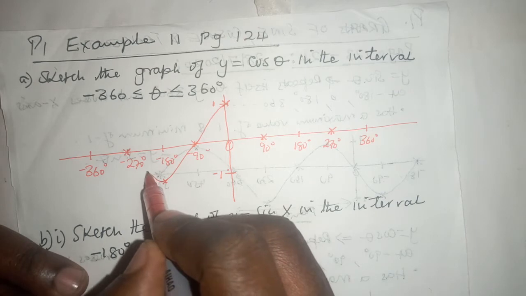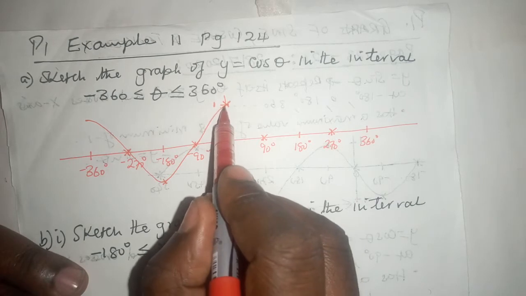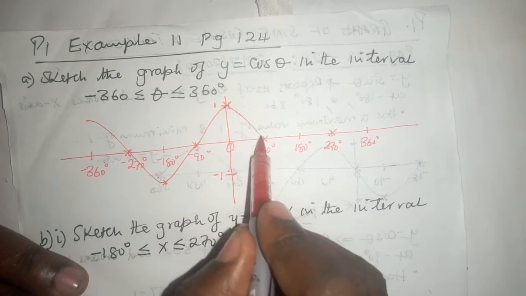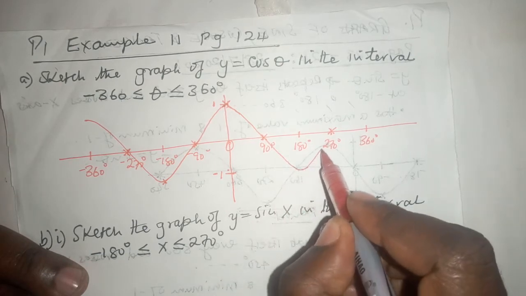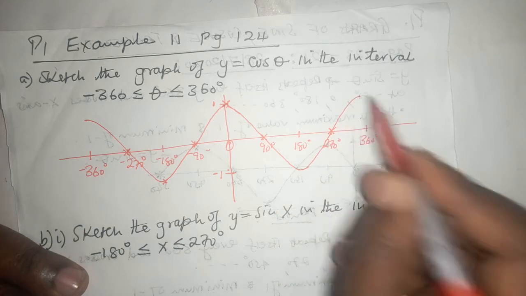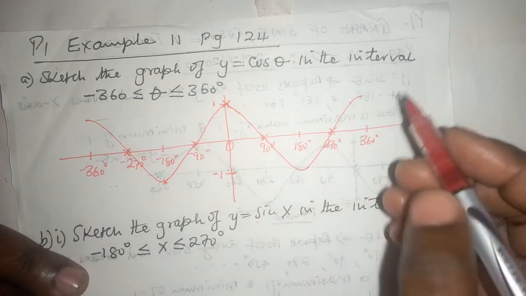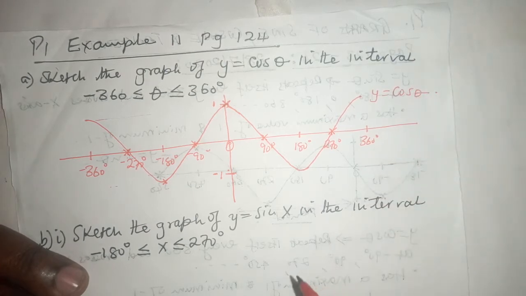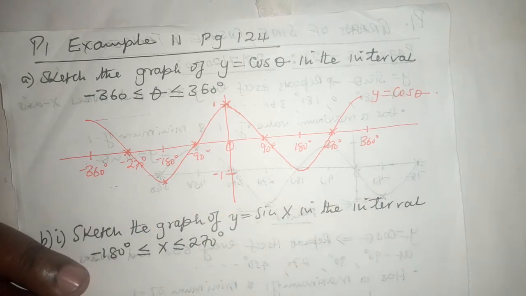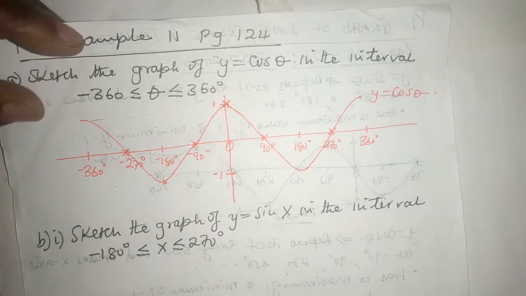when we construct this graph, and of course it is 1 over there. So the normal flow of the graph demands that we have negative 1 when theta is 180 degrees, and you can see the minimum is negative 1 and the maximum is positive 1. And this is the graph of y equals the cosine of theta for this range of negative 360 degrees all the way to positive 360 degrees. And that is as far as part A is concerned.